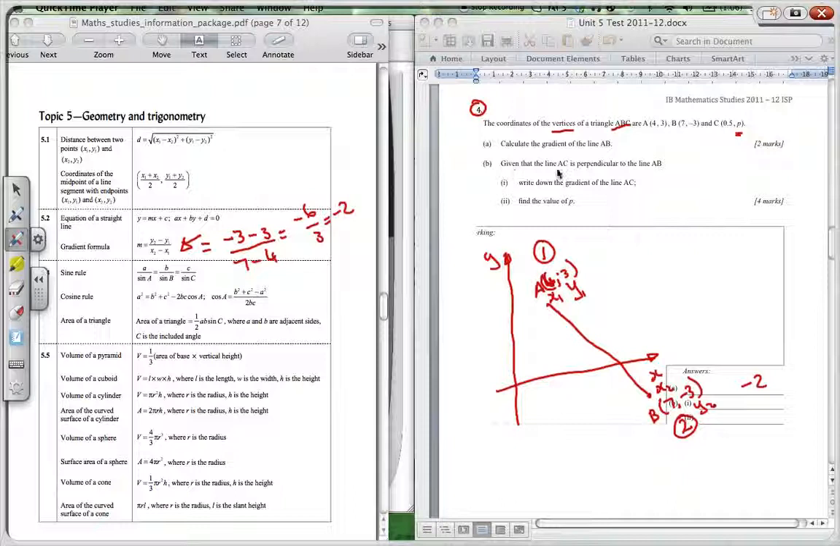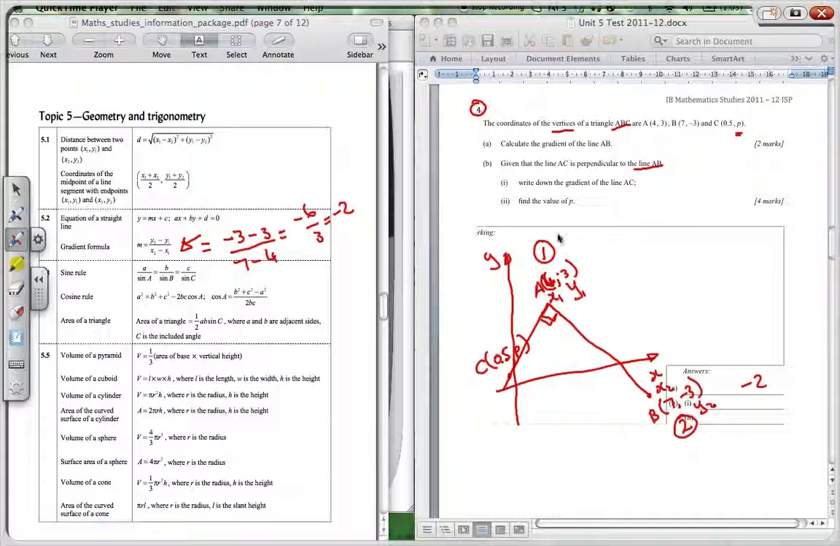Then it says, given that the line AC is perpendicular to the line AB. Alright, so AC is coming from somewhere over here. Now, 0.5 is your x value, so it must be coming somewhere like this, but we're told that that angle there is 90 degrees, and C must be somewhere over there. This must be C, and we're just told that this is (0.5, P), like that.